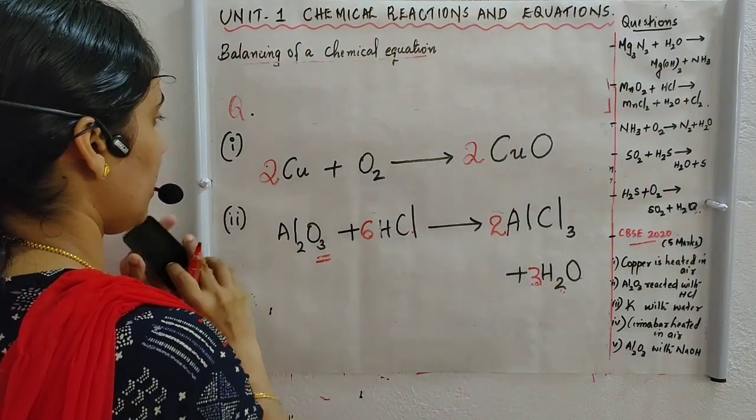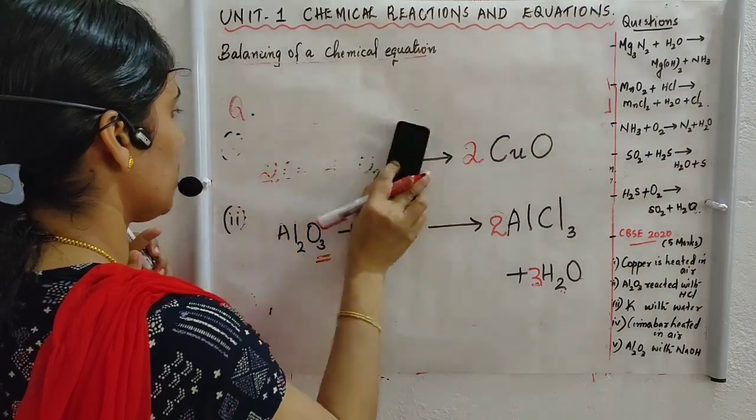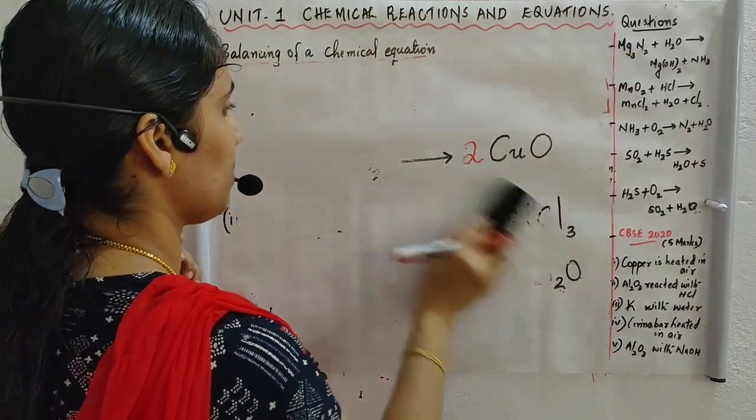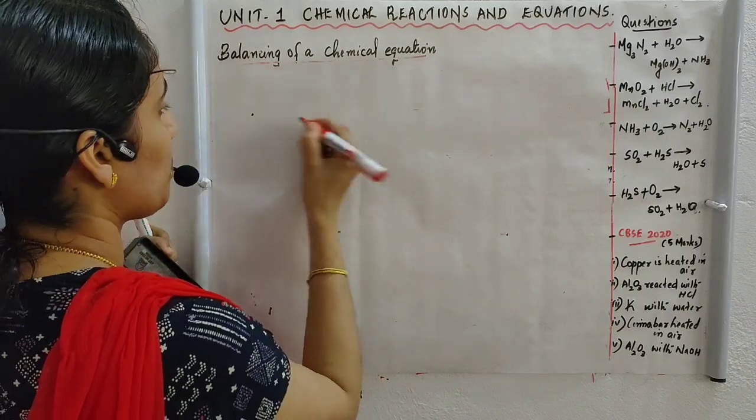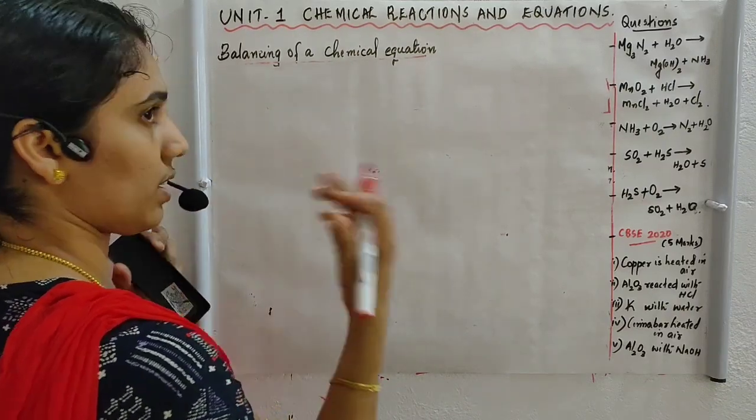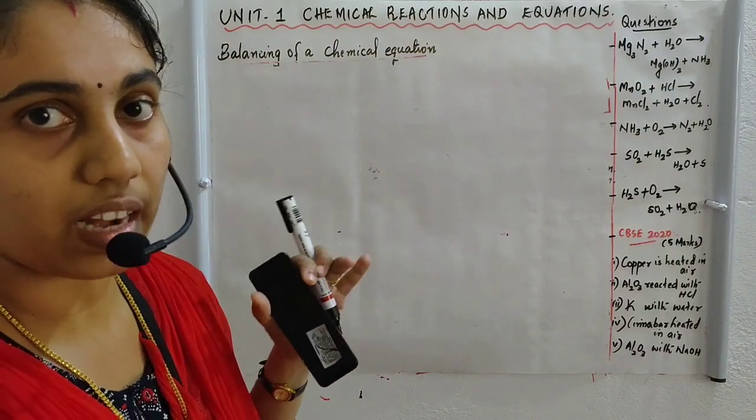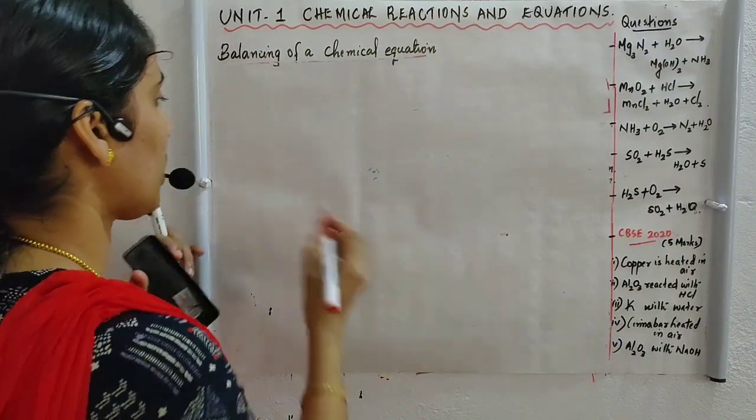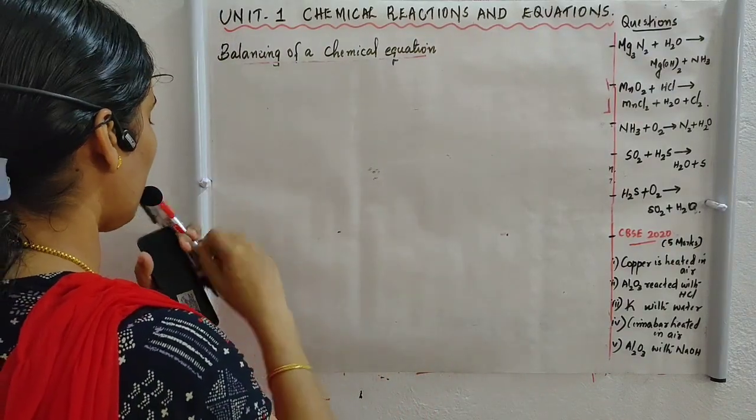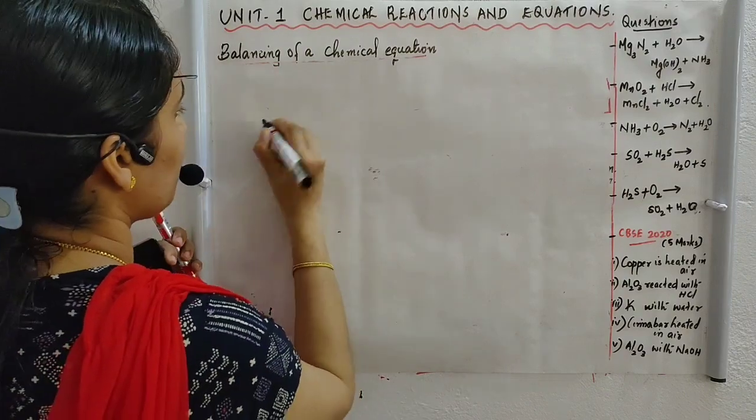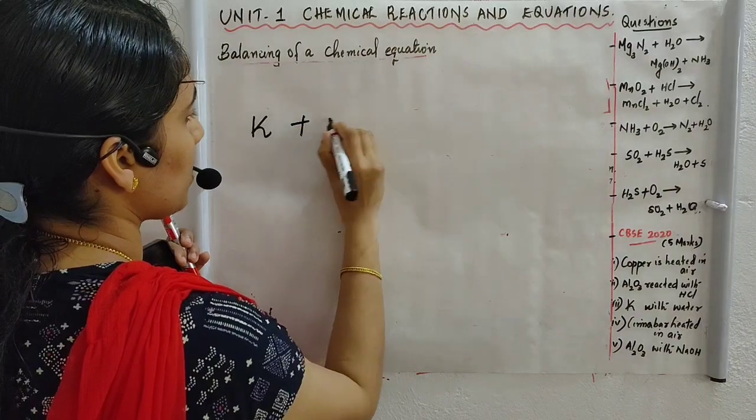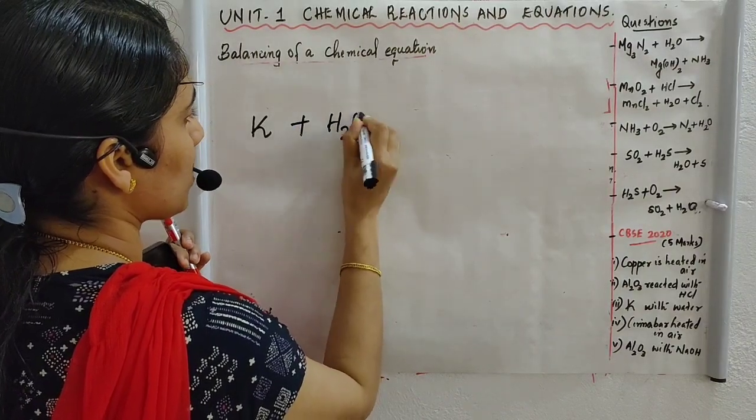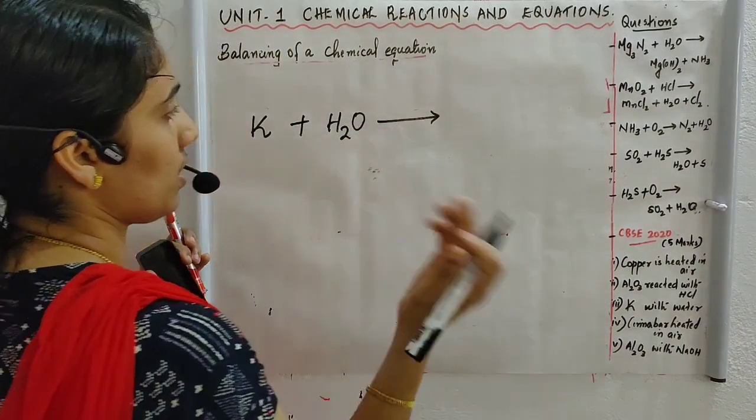Then sub question 3 is asked. The third question is: potassium is reacted with water. Complete the reaction and write a balanced chemical equation. So potassium, we know the formula of potassium, that is K plus H2O.